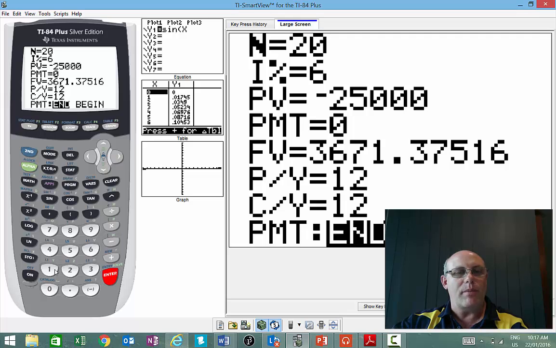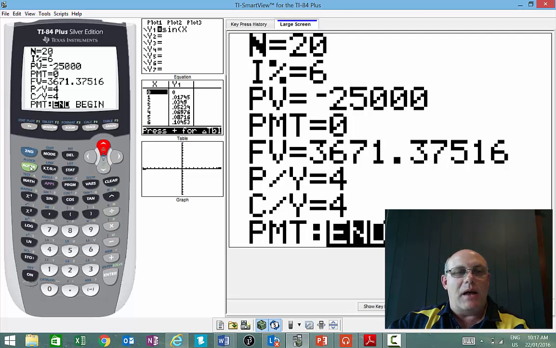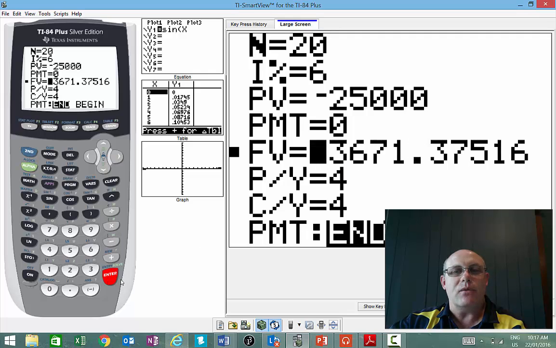Now we're doing 4 payments per year. Now just watch this. The compound per year changes to be exactly the same amount. Now we want to work out what the future value is. So what you have to do is press your alpha button. All right, see it's got a flashing A there. And then you go enter, it actually works it out for you. All right, so that's all you have to do now.